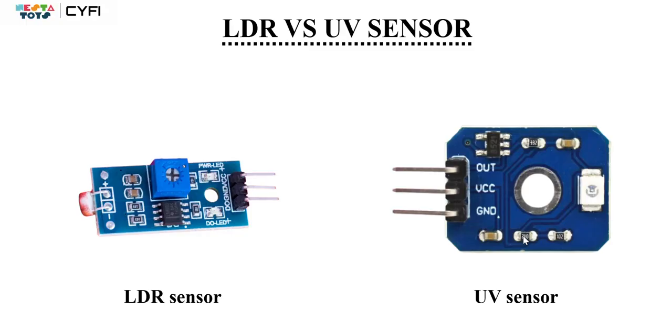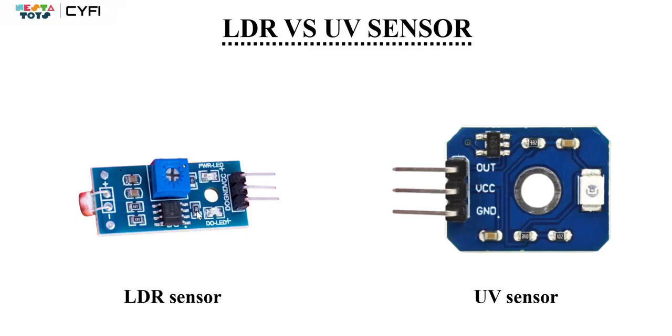Is it affected by room lights? The LDR sensor can be affected by room light because it detects every visible light, no matter what it is. Whereas the UV sensor mainly responds to UV light from the sunlight or a UV source, like any UV ray emitting module.